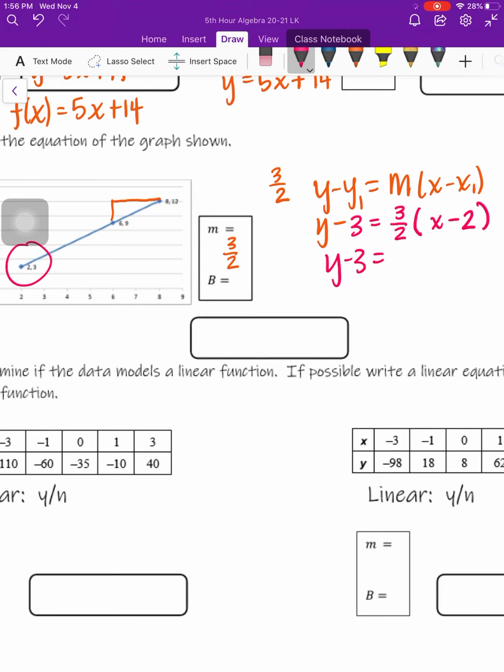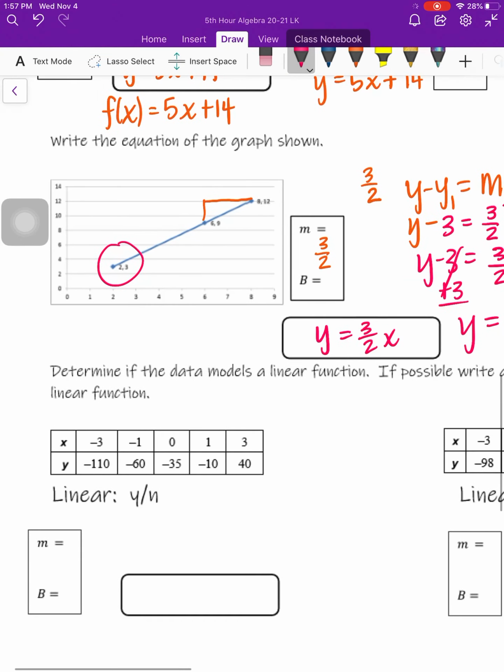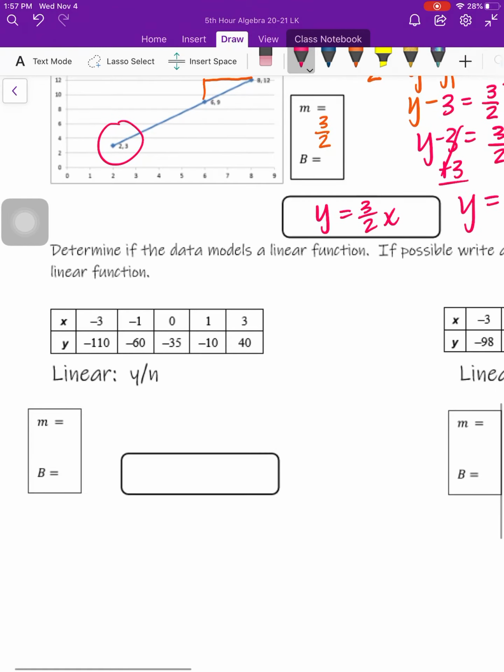Y minus 3 equals 3/2 x minus 3. And now we want to get this y alone, so we have to get rid of that minus 3 on each side with addition. And that gives me y equals 3/2 x. Now there's no y-intercept there, so we can assume that if this line continued, it would go through the origin.